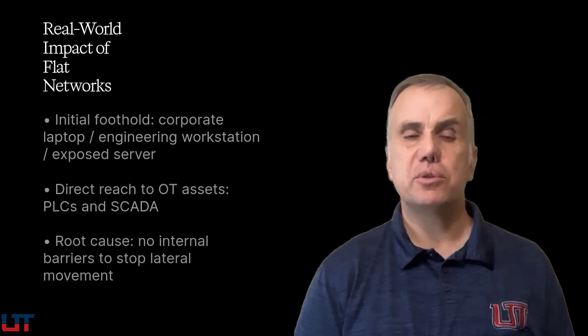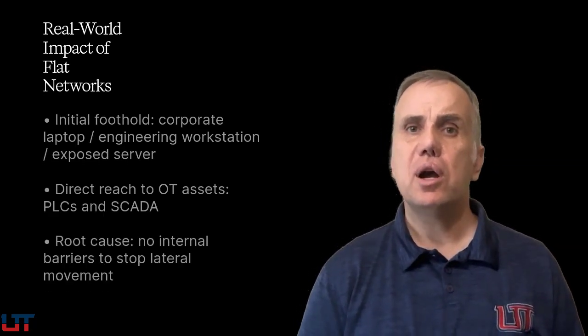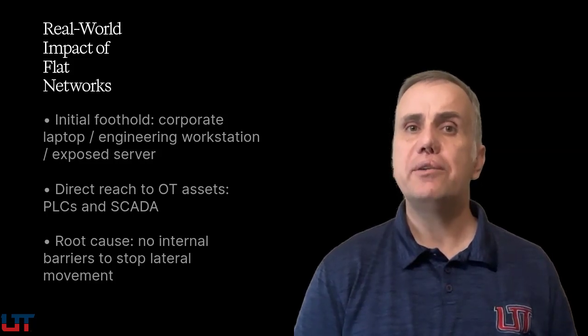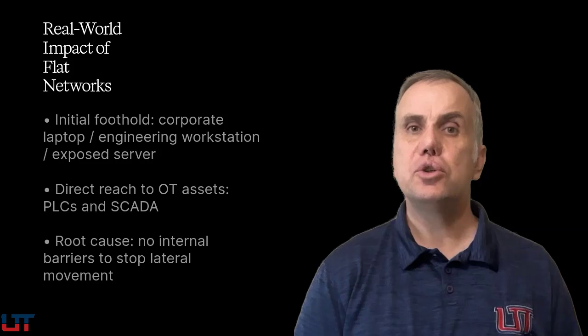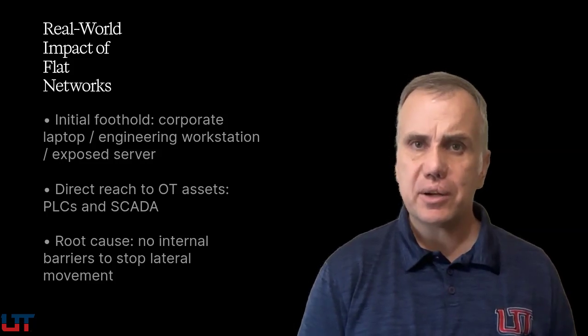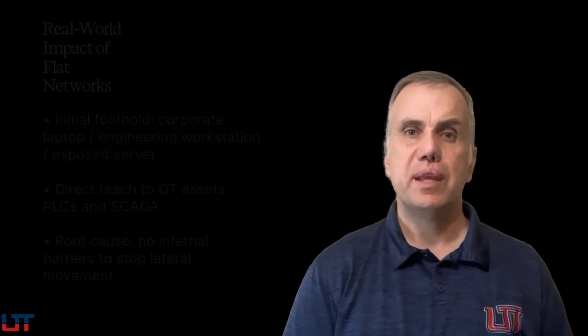Real-world attacks demonstrate this consistently. In documented OT incidents, initial compromises of corporate laptops, engineering workstations, or internet-facing servers led to direct access to PLCs and SCADA systems. Not because the attackers broke through complex barriers, but because there were no barriers. After the initial foothold, they moved through the network the same way a technician would, because the network offered no way to distinguish between a legitimate technician and an attacker using legitimate credentials.